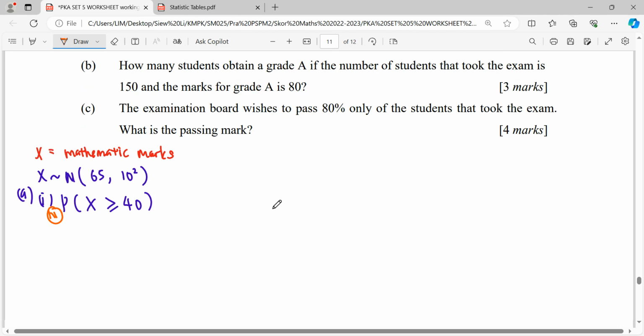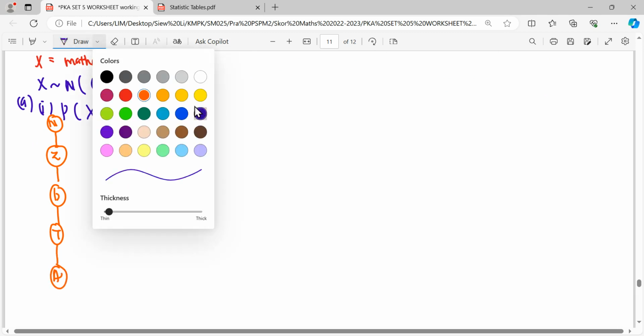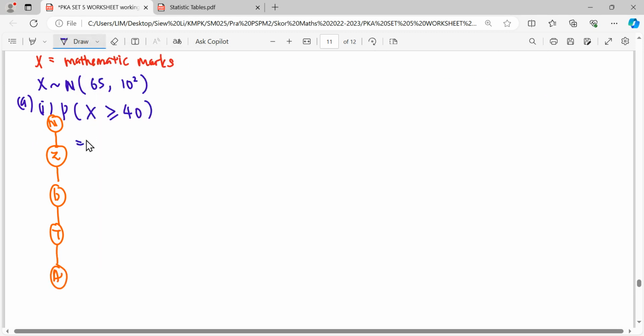So what we need to do next is change to z-score, standard form. Then we draw out the standard normal graph so that we can find the answer from the table. To change to z, it will be x minus the mean over the standard deviation 10.